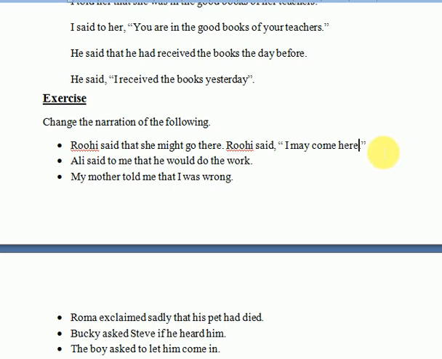I may come here. Ali said to me that he would do the work. Ali said to me, I will do the work. My mother told me that I was wrong. My mother said to me, you are wrong.